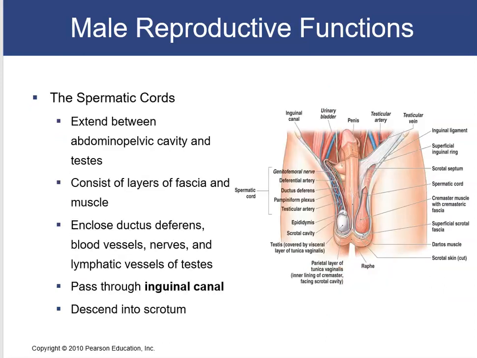Let's look at the spermatic cord in a little bit more detail. Here on this side, we can see the spermatic cord, and on the other side, we see it opened up so we can visualize the structures inside. The spermatic cord extends between the abdominal pelvic cavity and the testes. It is made up of layers of fascia and muscle. It encloses various other structures, including the ductus deferens, blood vessels, nerves, and lymph vessels that supply the testes. It will pass through the inguinal canal and descend into the scrotum.